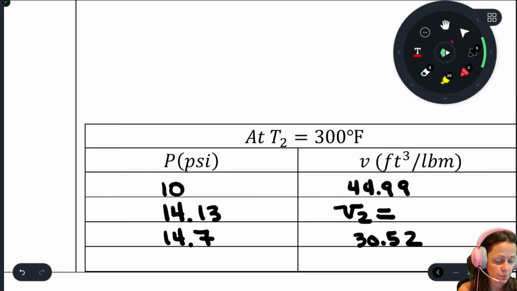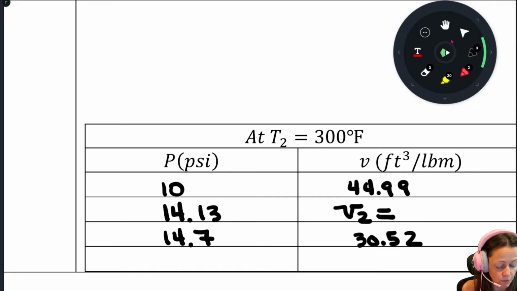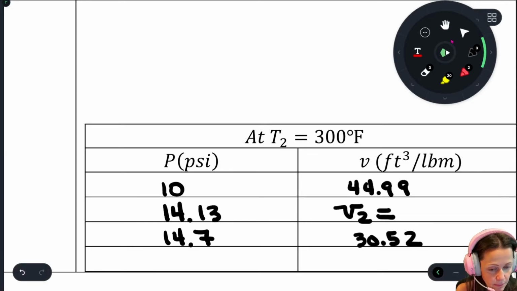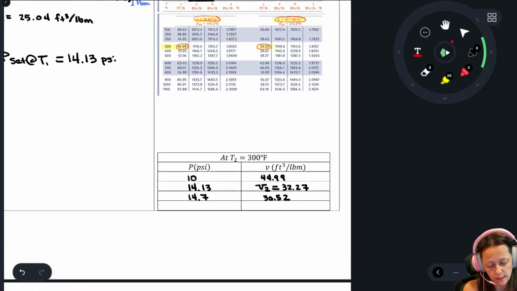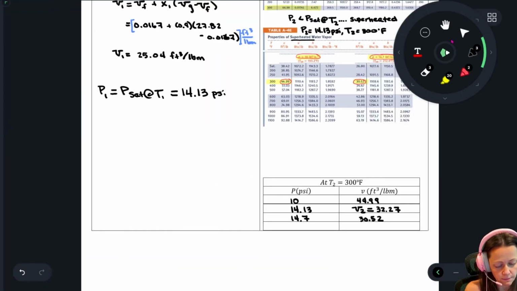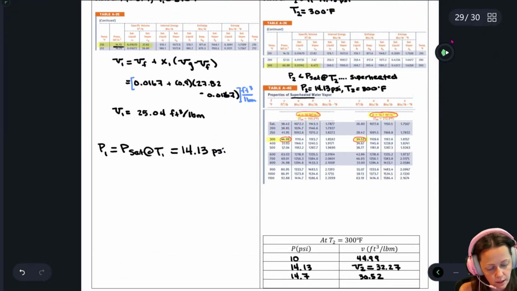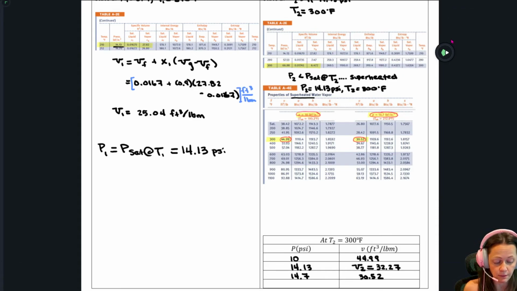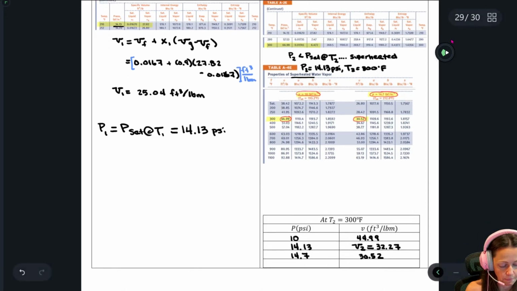If I interpolate, it should be between the 30.52 and the 44.99. And it is. I end up getting 32.27 feet cubed per pound mass. All right, so I think I've completely fixed my state. Perfect. So now I am ready to draw things on that PV and TV diagram. Let's go ahead and do that now.